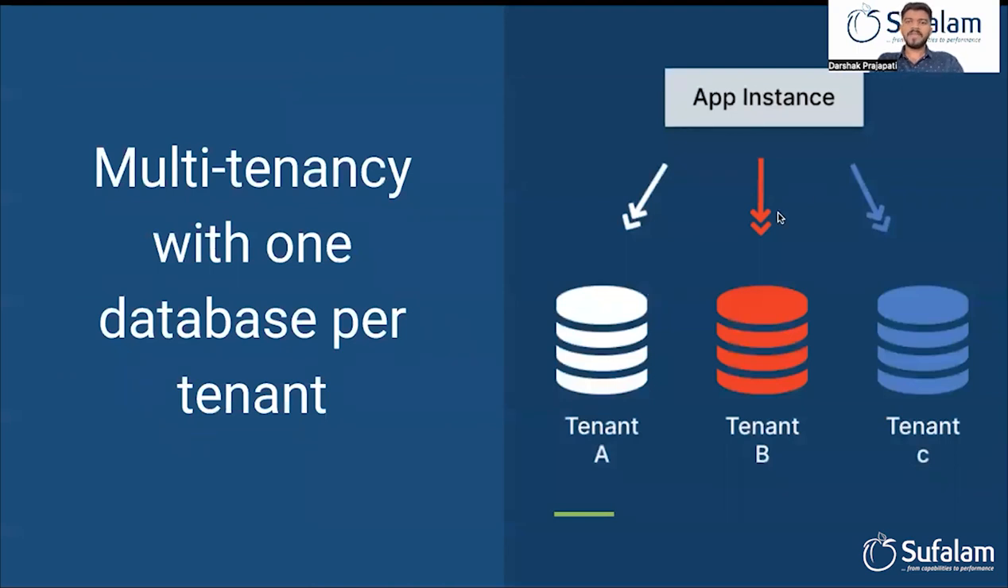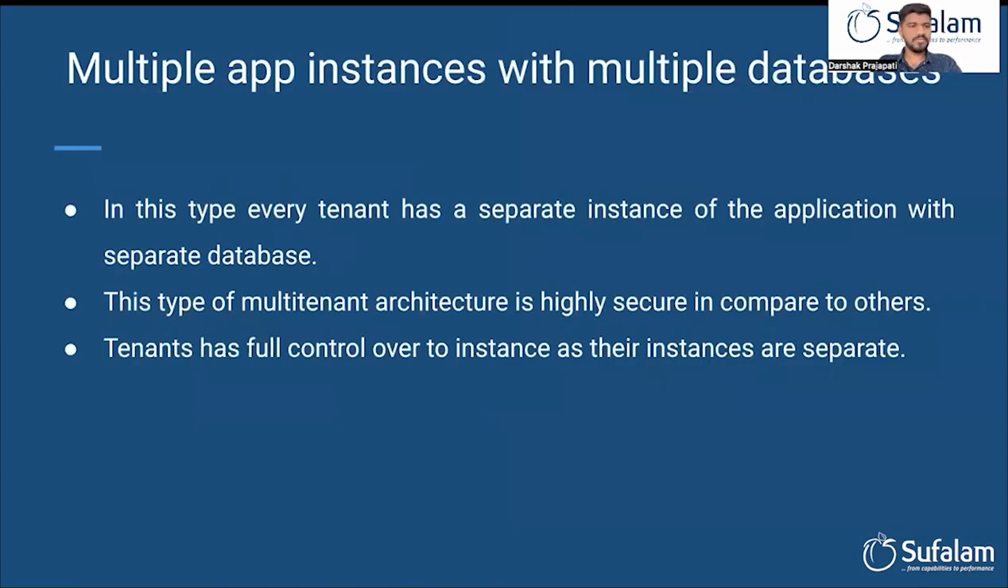Here the app instance is only single, but the databases are different for each tenant. You can see in the image that tenant A, tenant B, tenant C are separate, but the main source code at the front end for the user app instance remains the same. The third one is the highly and widely used, multiple app instances with multiple databases.